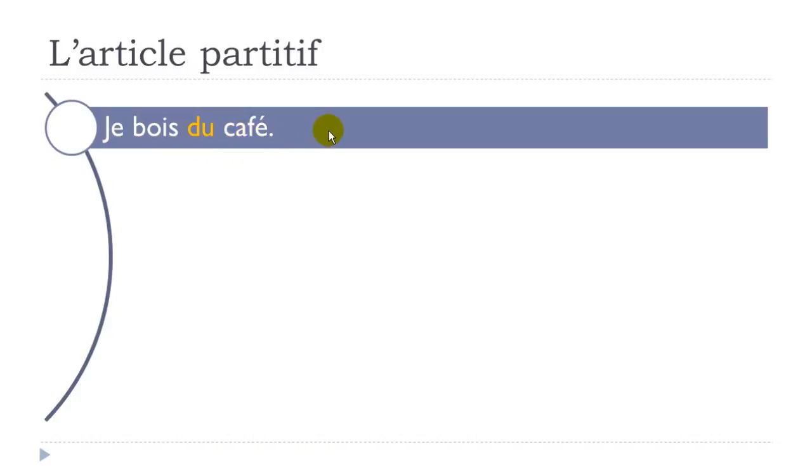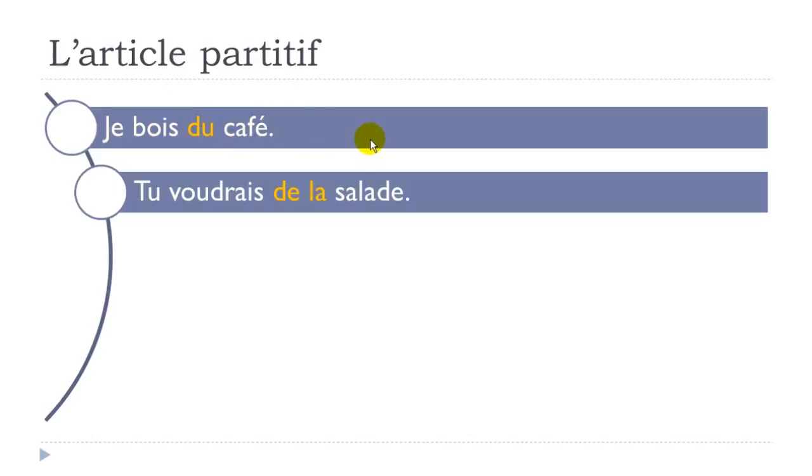The other option as well would be to say je bois le café. So if you want to put this article défini, but then you would have to put more information after. Le café de ma mère, the coffee of my mother, if you want. So in this lesson, we'll only focus on l'article partitif, so it's some. Okay, je bois du café. All right, let's see another option.